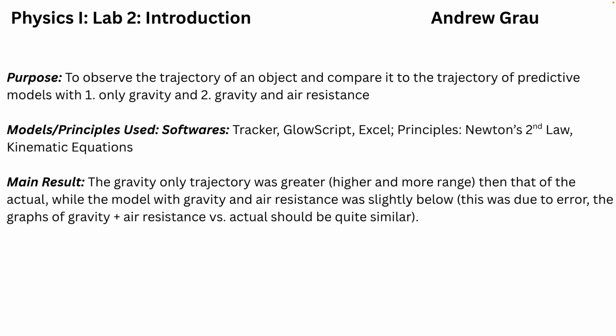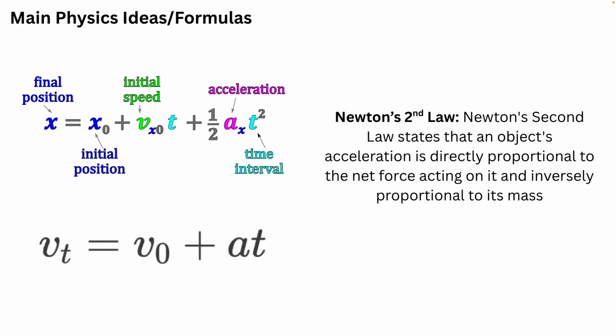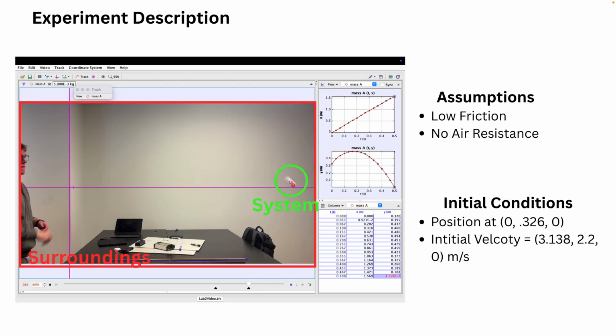I think this is due to error, as the graph with gravity and air resistance should be very similar to the actual one, and we'll get into why that error was caused later. So the main physics ideas and formulas: we have the position update and the velocity update. Those are tied to Newton's second law, which states that an object's acceleration is directly proportional to the net force acting on it and inversely proportional to its mass. That's what we've been talking about in class for the past couple of weeks, and that's a key principle in this lab.